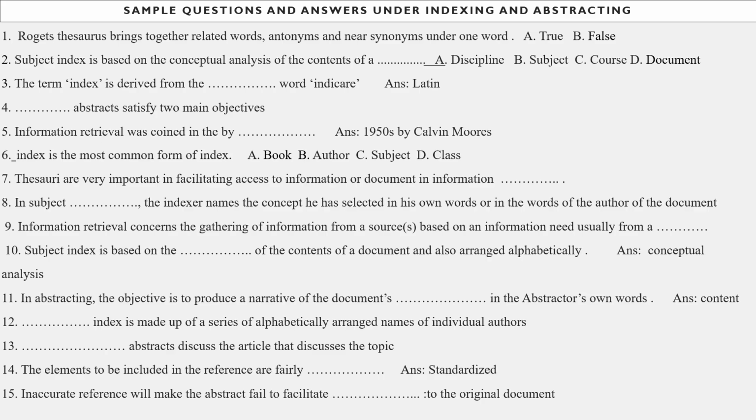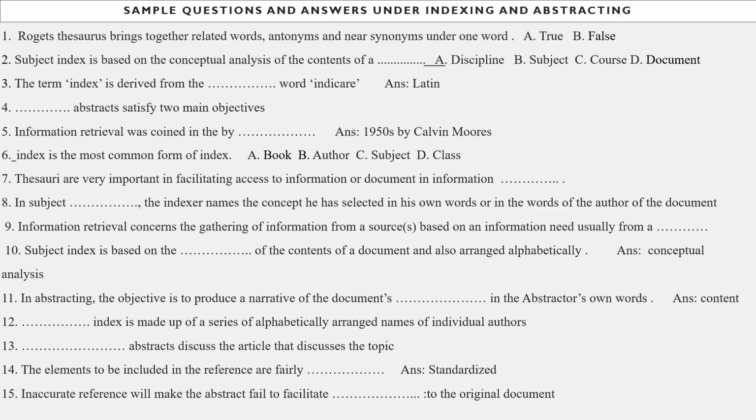Question number 5. Information retrieval was coined in the year by, so the question is, in the year by whom. It was coined in the 1950s by Calvin Mooers.